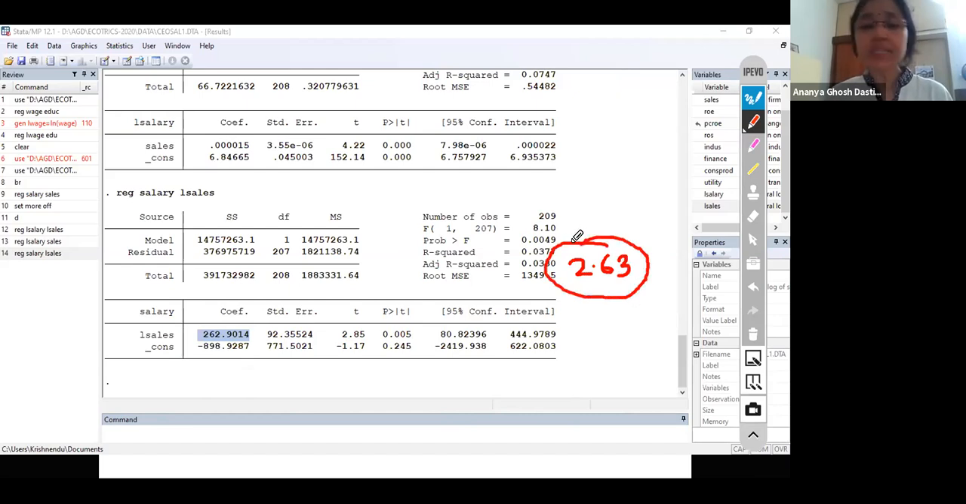Why isn't it a percent? It's not a percent because salary is in level form. So this is for a 1% increase in sales, because sales is in log form. The CEO's salary will increase by $2,630,000.